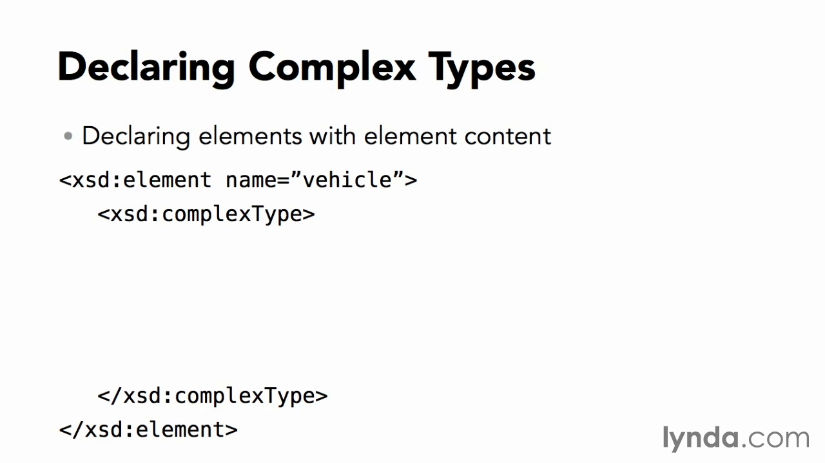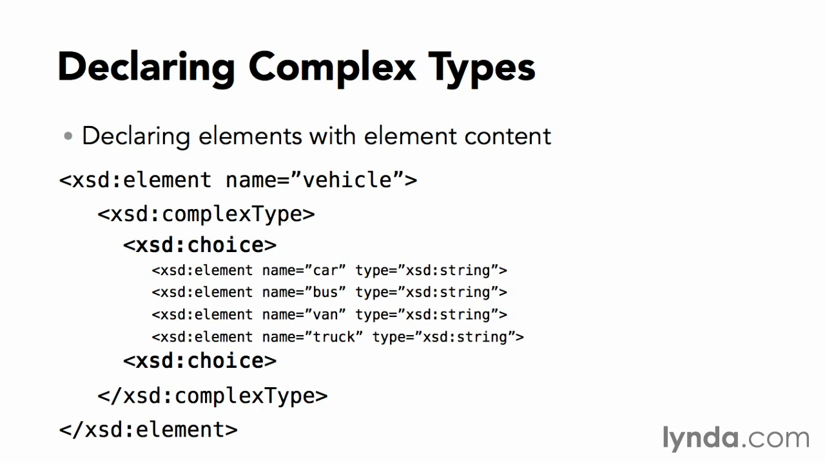Now, the next option available to us is the choice. Here I've got an element I'm declaring named vehicle. And again, it's a complex type. And inside the complex type, I'm saying that the elements that can appear inside the vehicle definition are one of the following list. A vehicle can be a car, bus, van, or truck, and so on. I could go, of course, and add more to this list. But the point here is that the element that can appear inside vehicle has to be one of the things from this list. I couldn't say motorcycle here, for example.